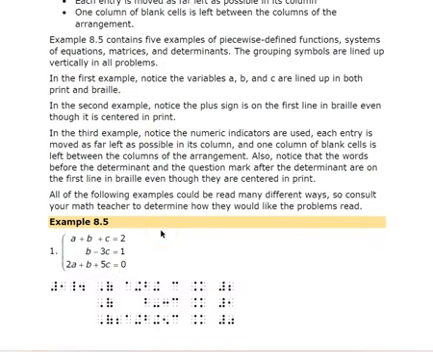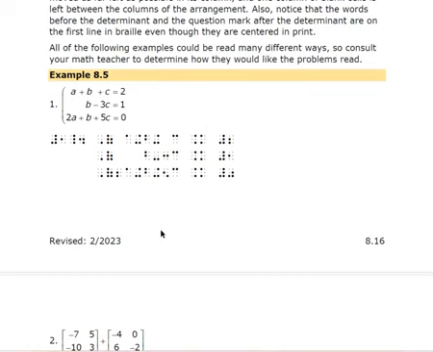Okay. We have example 8.5. We have an enlarged opening parentheses. Okay. And this is how it's lined up. So this is where that equal sign is lined up. So we have a plus b plus c equals 2. We've got that here in nemeth. Plus a plus b plus the c's are all lined up. The b's are all lined up. The a's are lined up on each of these number sentences. Okay.